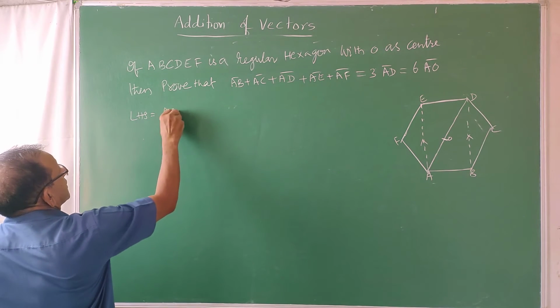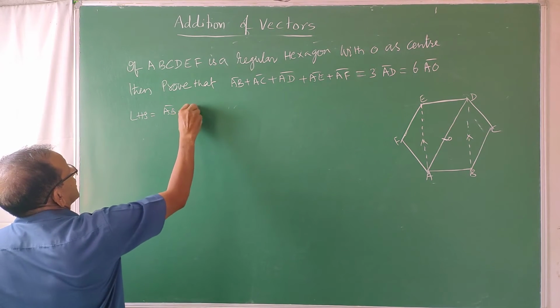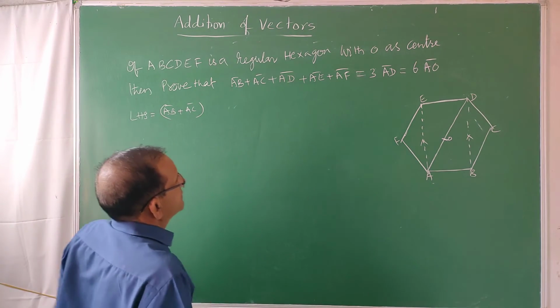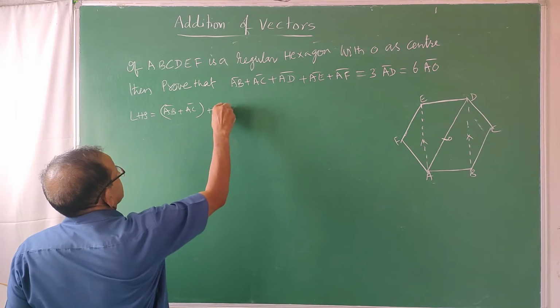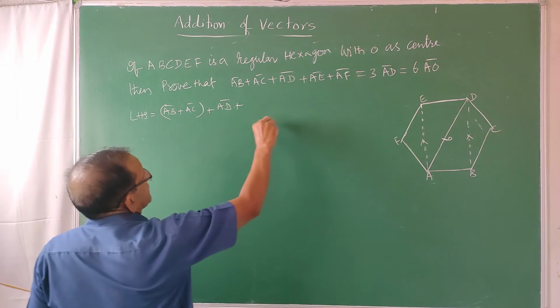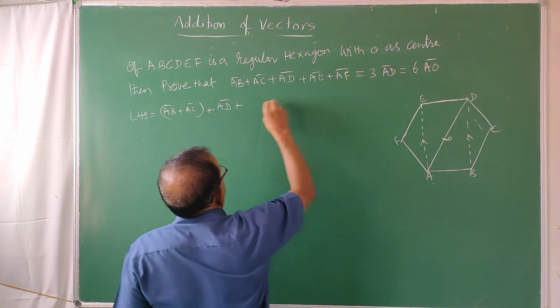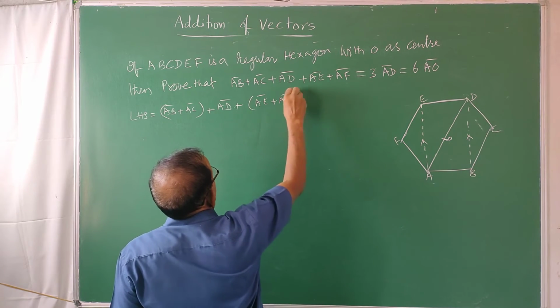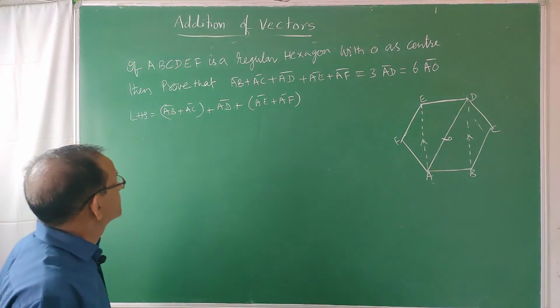AB bar plus AC bar. Put a bracket for this. Don't change this AD bar, keep it separately, because we have to get 3 times AD bar on the right side. Still 2 terms, AE plus AF. AE bar plus AF bar. We took the 5 terms like this.